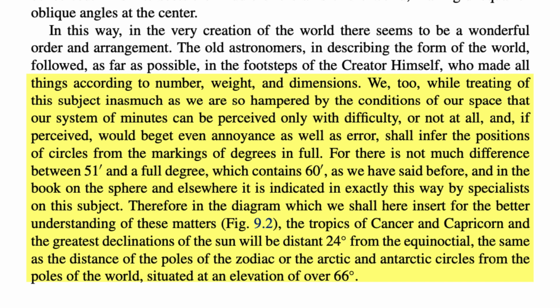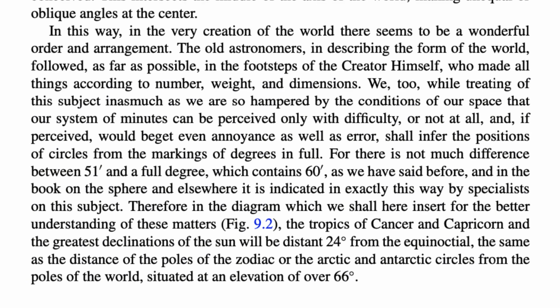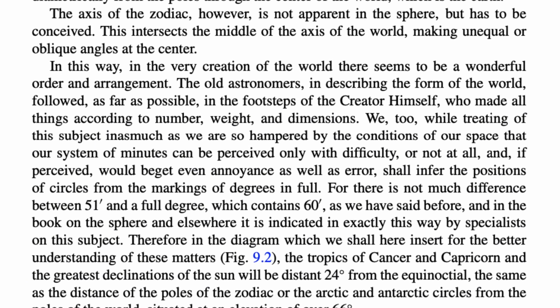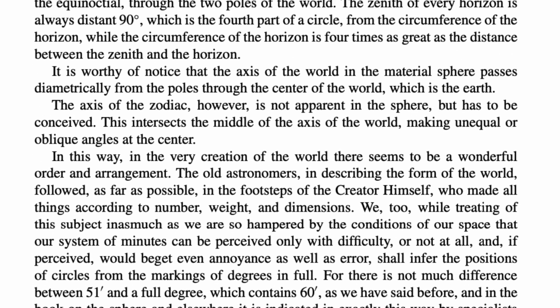Therefore, in the diagram which we shall here insert for the better understanding of these matters, that's figure 9.2, I'll get to that in a moment, the tropics of Cancer and Capricorn and the greatest declinations of the sun will be distant 24 degrees from the equinoctial, the same as the distance of the poles of the zodiac or the Arctic and Antarctic circles from the poles of the world, situated at an elevation of over 66 degrees. So he's mentioning here that to a good approximation, we're going to round off the nearest minute to a degree. And he's just going to write down 66 degrees, as I've done in this diagram, and 24 degrees.